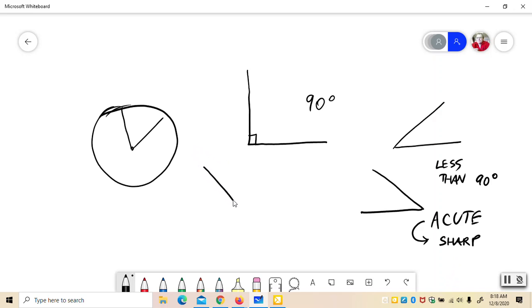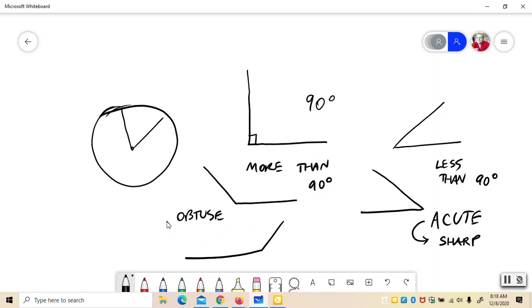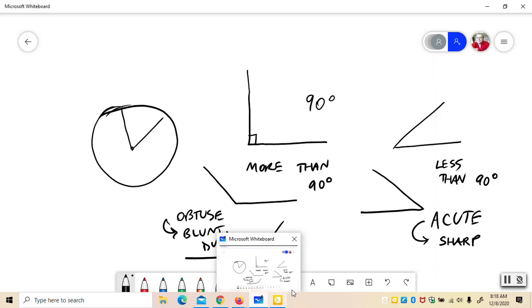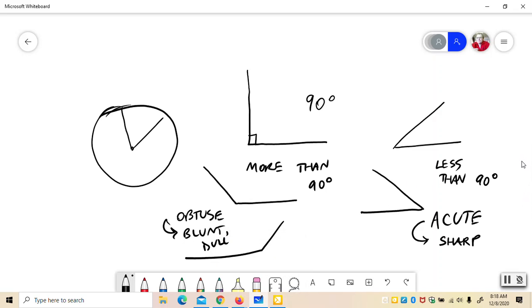Now, if something has more than 90 degrees, we call it obtuse. And this is more than 90 degrees. Obtuse comes from a Latin word that means blunt or dull. And these look very blunt or dull. This looks very sharp, like a knife. This looks kind of dull. And so sometimes we say a person is obtuse. If they just don't get what you're talking about, we say they're obtuse. But here we're talking about angles.